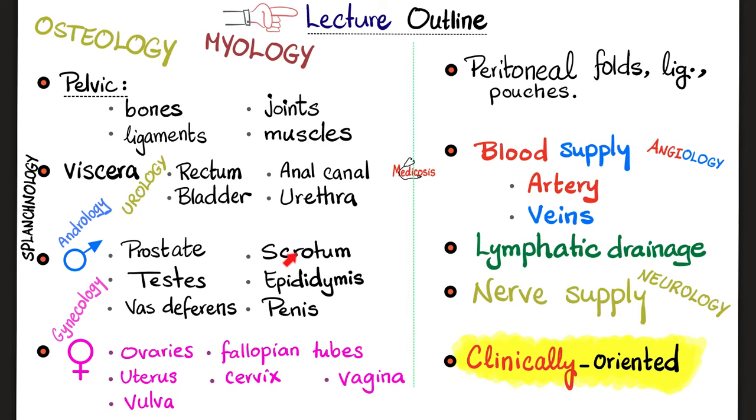We shall talk about the prostate, scrotum, testes, epididymis, vas deferens, the male organ, the ovaries, fallopian tubes, uterus, cervix, vagina, vulva, all kinds of uterine folds, uterine membranes and ligaments and pouches. We'll talk about the branches of the internal iliac artery in detail. We'll talk about lymphatic drainage of the pelvis and perineum as well as innervation. And in the video after that, it's clinically oriented anatomy of the pelvis and perineum, my best part.